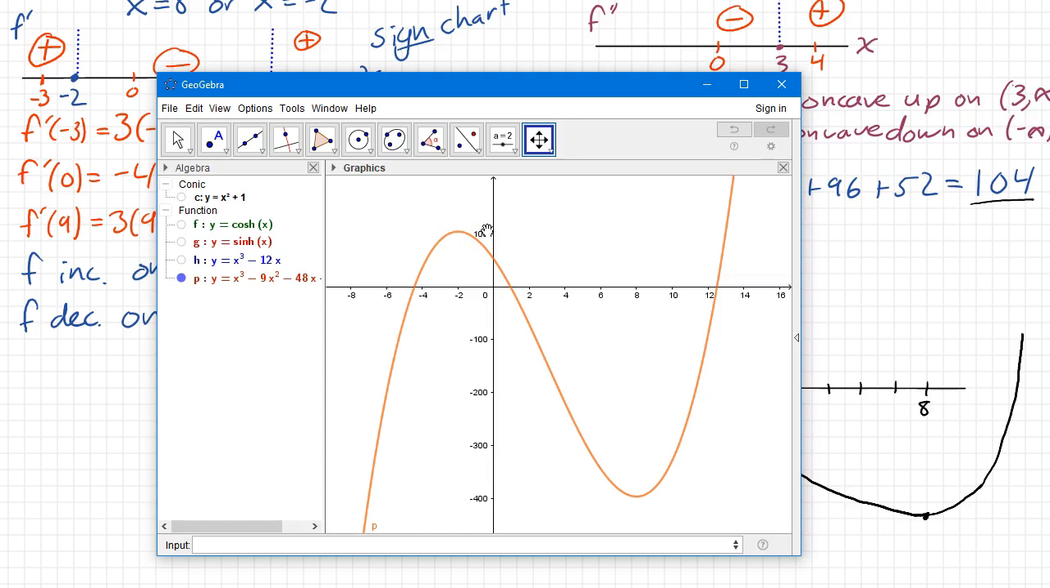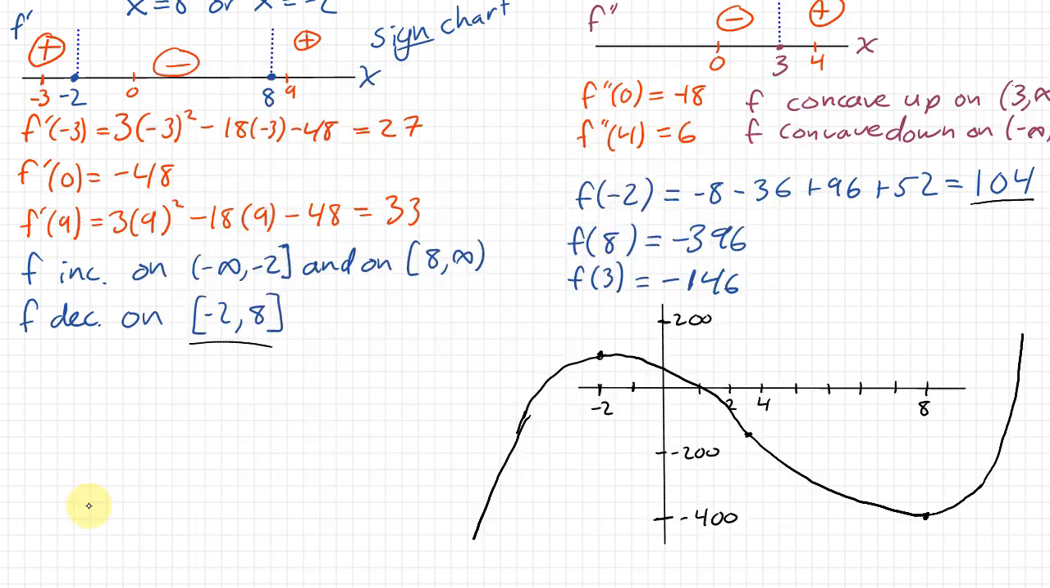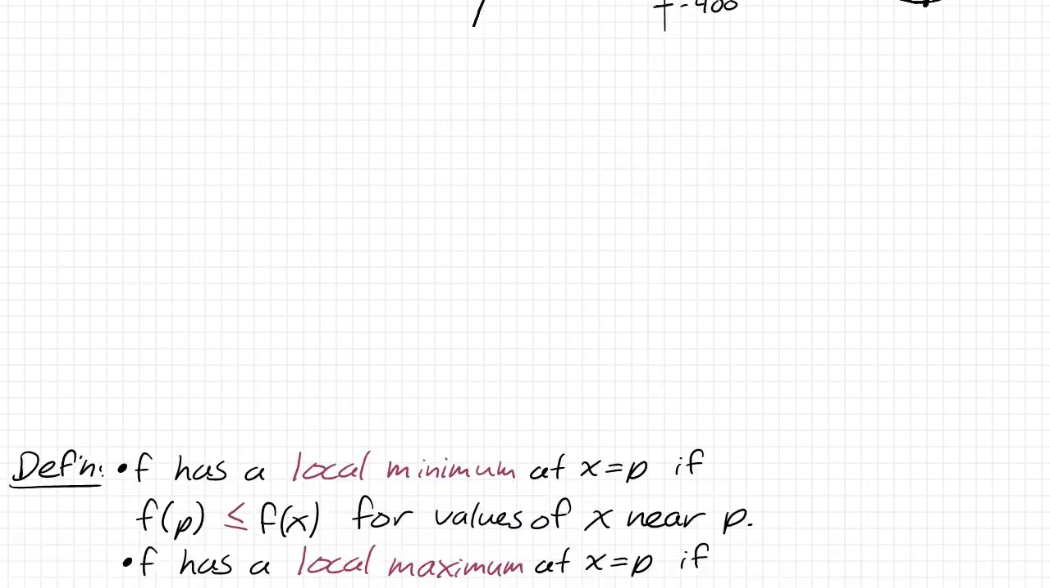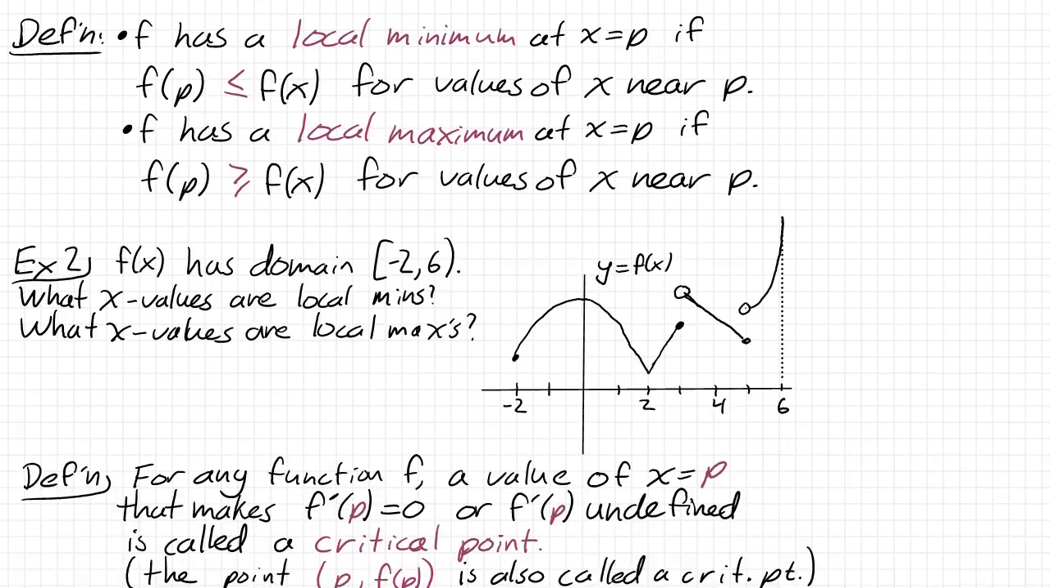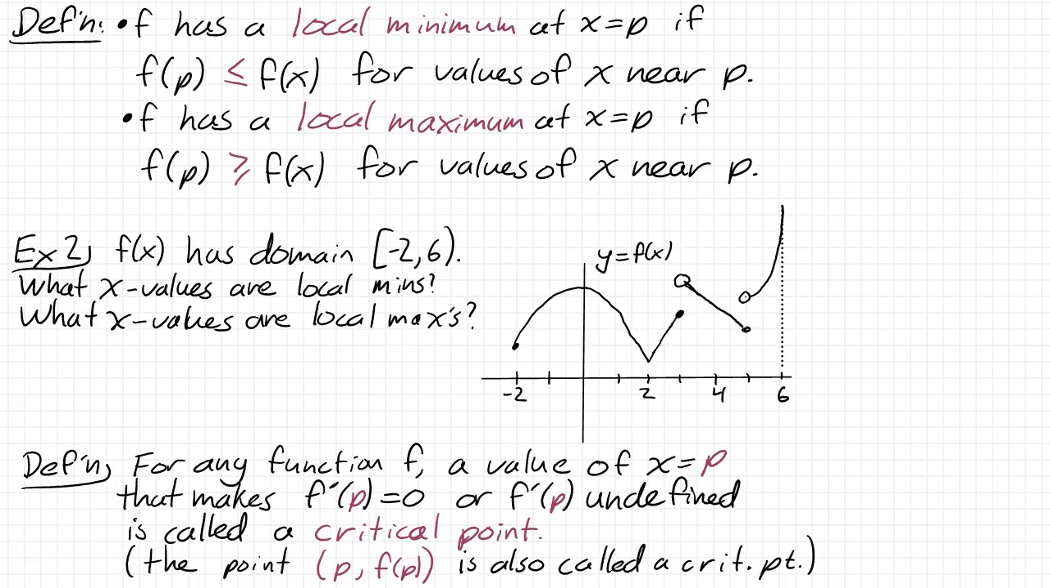But speaking of maximums and minimums, let's define what we mean by that. So a local minimum at a value of x equals p is an input value that makes the function always less than other f of x values for x near p.